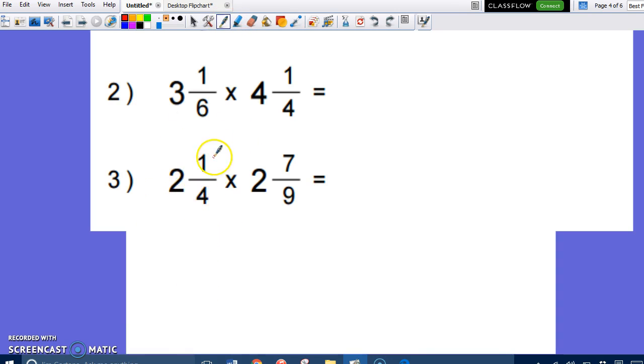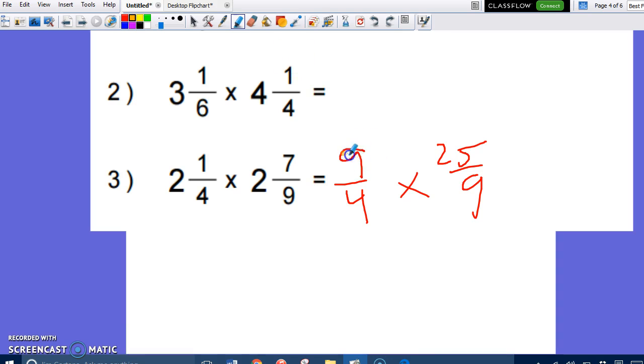2 times 4 is 8 plus 1 is 9. So this one's going to be 9 over 4. 2 times 9 is 18 plus 7. That would be 18, 19, 20, 21, 22, 23, 24, 25. 25 over 9, right? Okay.